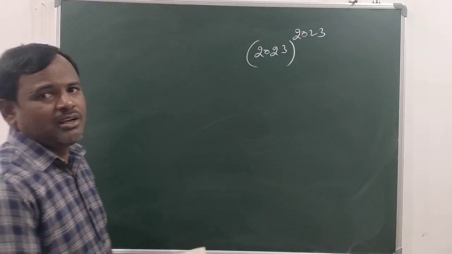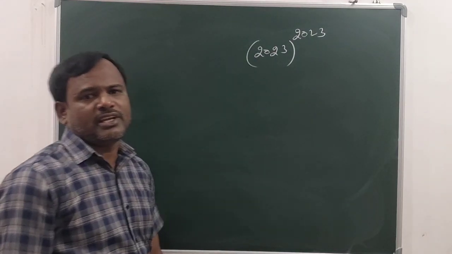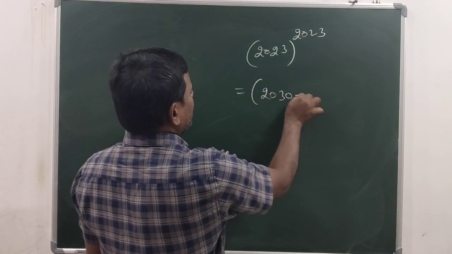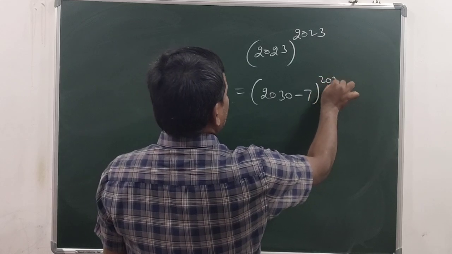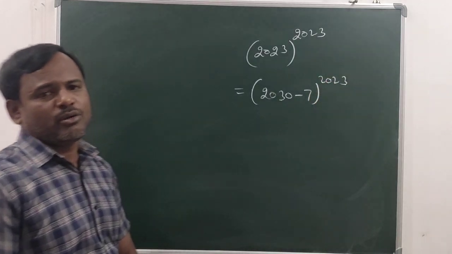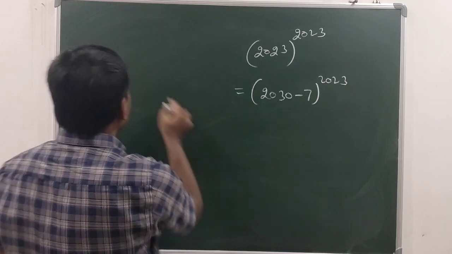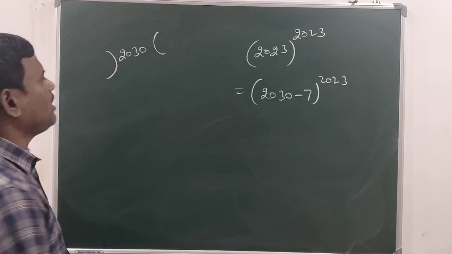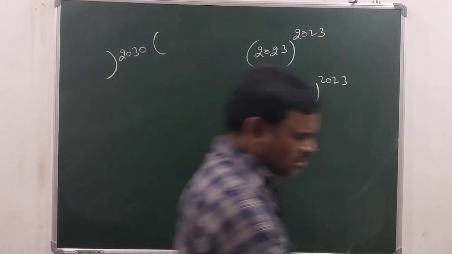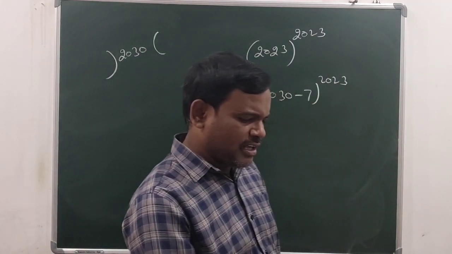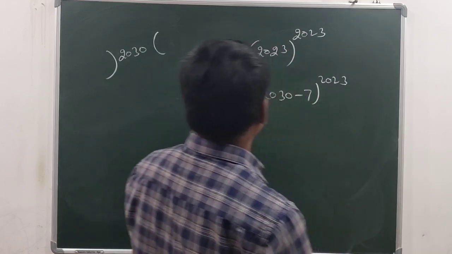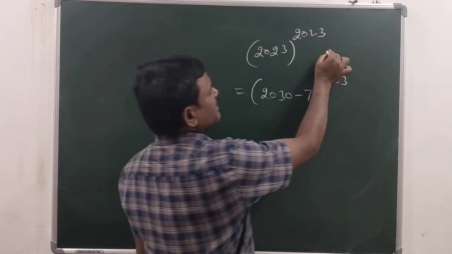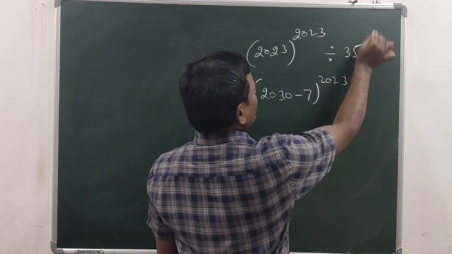Same like the previous one, but here this 2023 you would have to write (2030 minus 7) whole power 2023. Why I wrote like this? Because this 2030 is the multiple of 7 or not? Check it. So what is our question? What is the remainder, sorry, when it is divided by 35, not 7. What is the remainder when it is divided by 35?